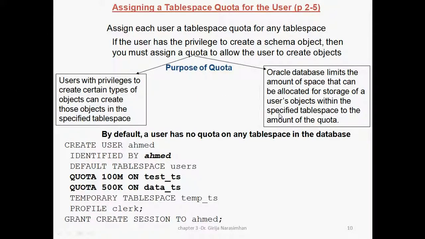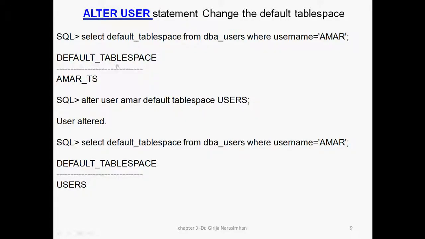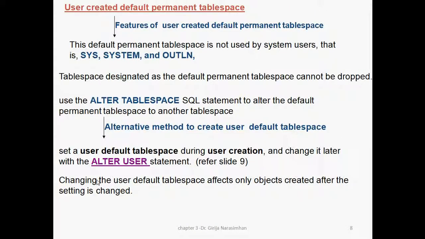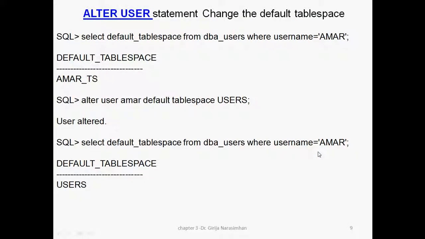How am I doing it? For example, the default table space now is Amar_TS. Alter user default table space to the new one. This is another method; I can change the table space of the user. Changing the user default table space affects only the objects created after the setting is changed, not those created before. After changing, it only applies to new objects. We can use this. We never delete it; you can't drop the table space.